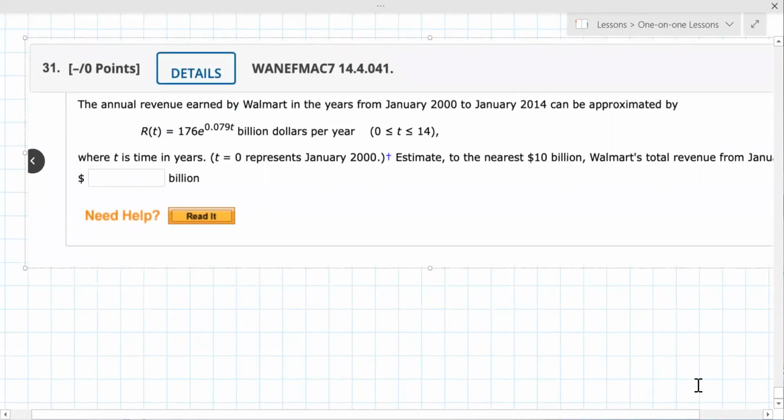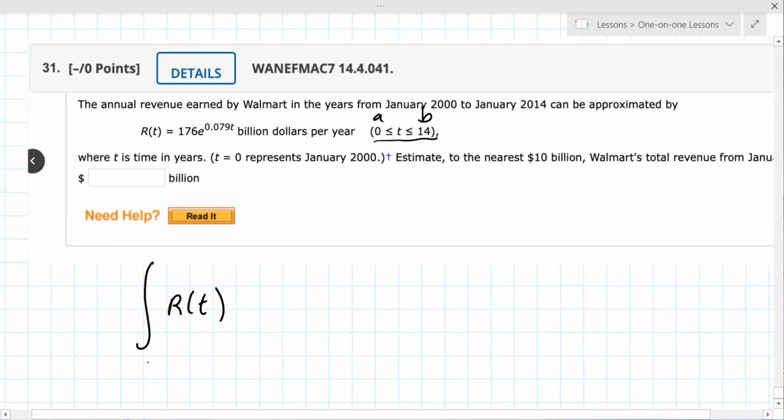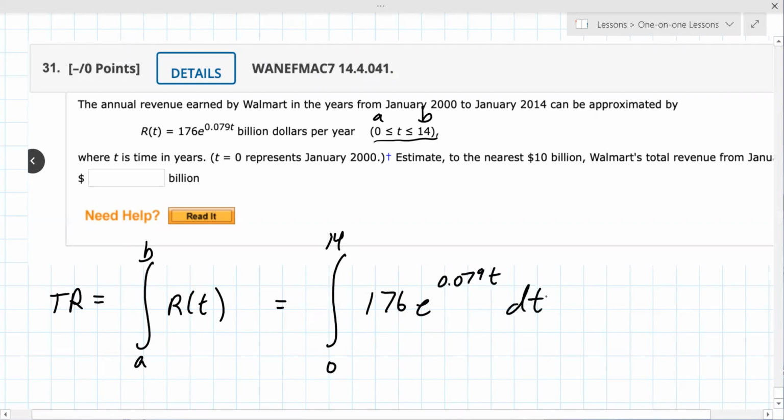All right, so the annual revenue earned by Walmart can be approximated by this function. They want to know the total revenue in this interval. So this is your A and this is your B. So you're integrating the revenue function from A to B. That's the total revenue. So your A was 0 to 14. Your revenue function is 176 e to the 0.079t dt, and you're going to integrate this.